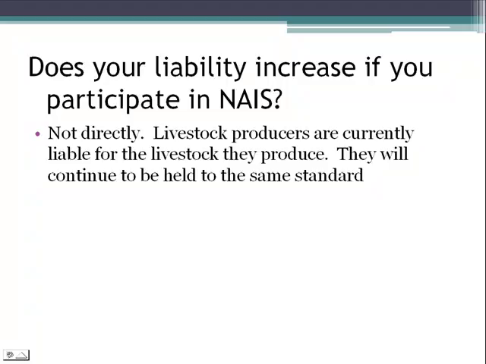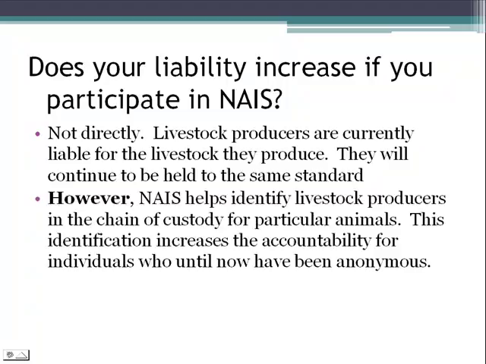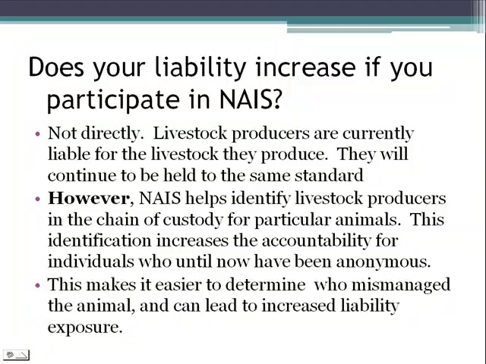But the difference is NAIS, or an animal identification system, helps identify livestock producers that might not have been able to be identified before. So it increases their accountability because now you can go back to the farm and say, this is where it started. Before, without an identification system, you weren't able to do that. And this makes it easier to determine who mismanaged the animal and can lead to increased liability exposure. But it's important to remember it does not increase liability straight up. It just allows it to be easier to find out who is the responsible person.